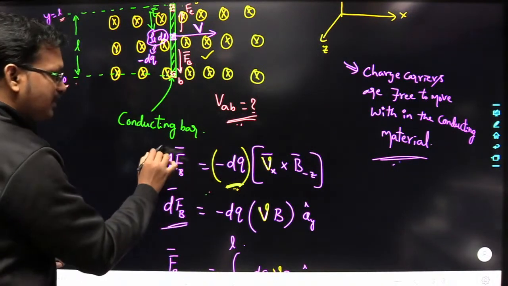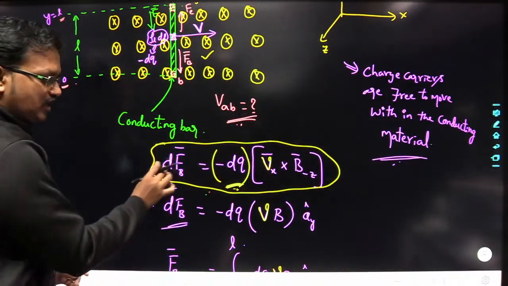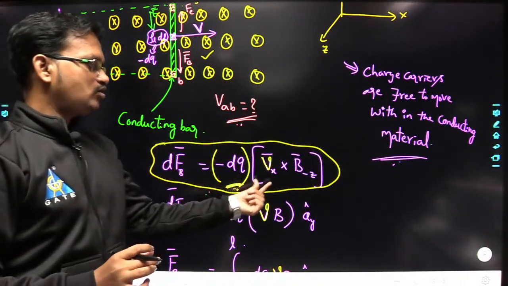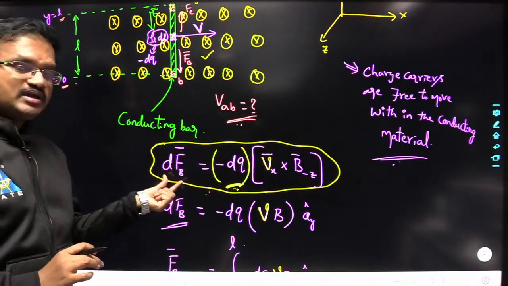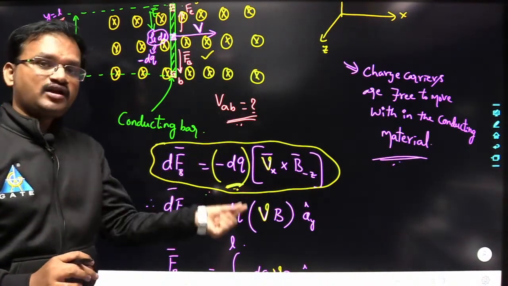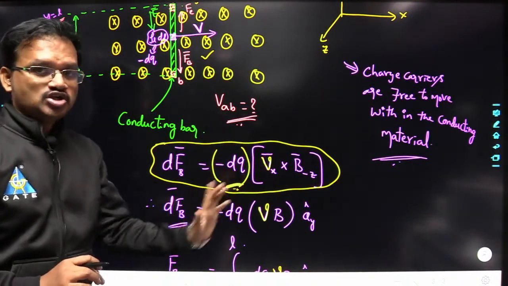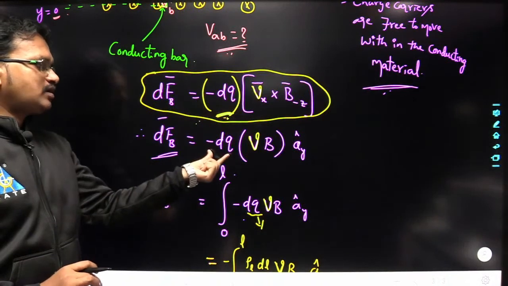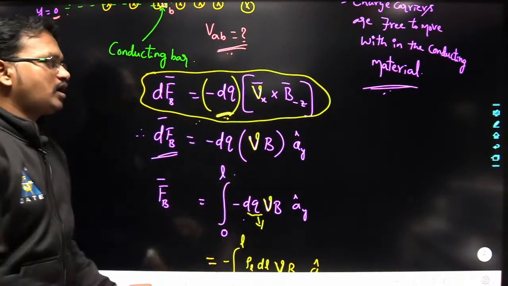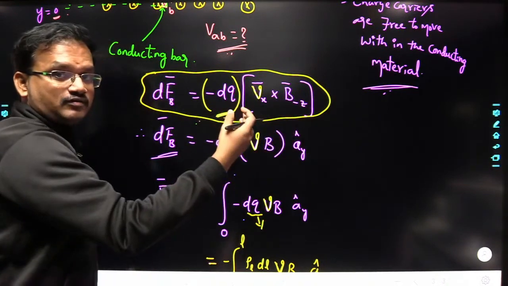So that is given by the Lorentz force equation. So dFB is equal to minus dq into V bar cross B bar. Understood? Why am I representing it as dFB? This is the small differential magnetic force that is experienced by a small differential negative charge. Understood? Okay. So I have solved this one here. I have written minus dq VB. So x cross minus z. X cross z will be in the minus y direction.